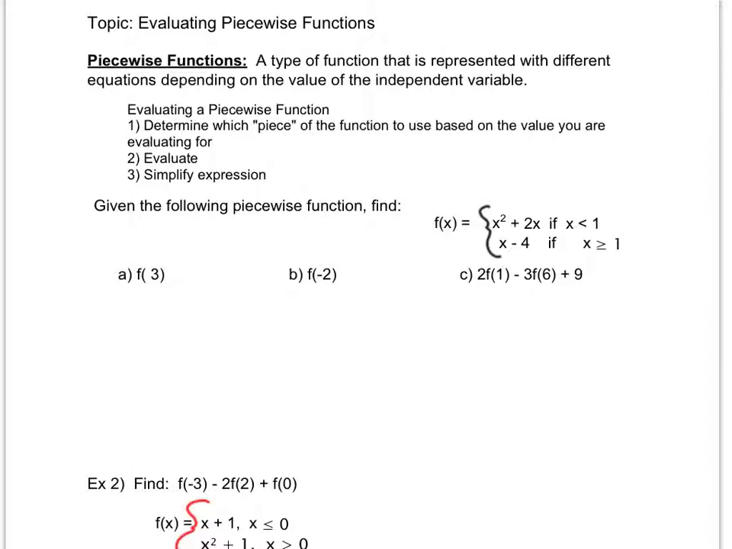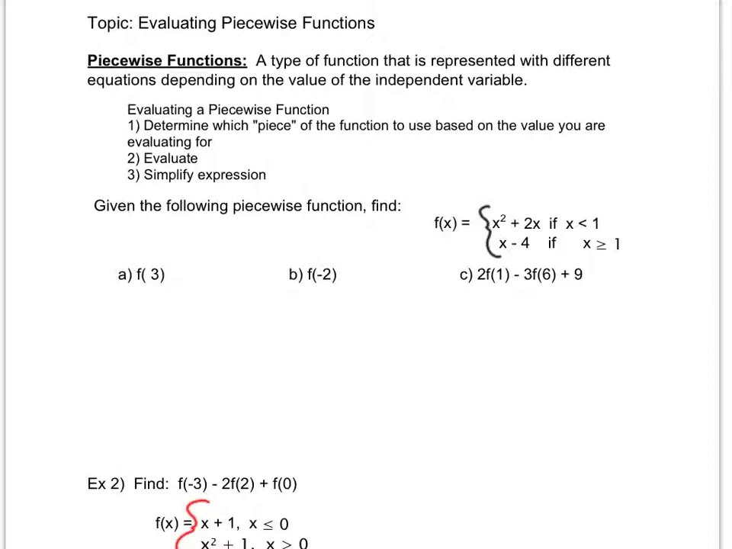So here's an example of a piecewise function. It tells me that my one single function f of x is equal to x squared plus 2x if x is less than 1. However, if x is greater than or equal to 1, it's equal to x minus 4. So for part A, I'm asked to find f of 3.